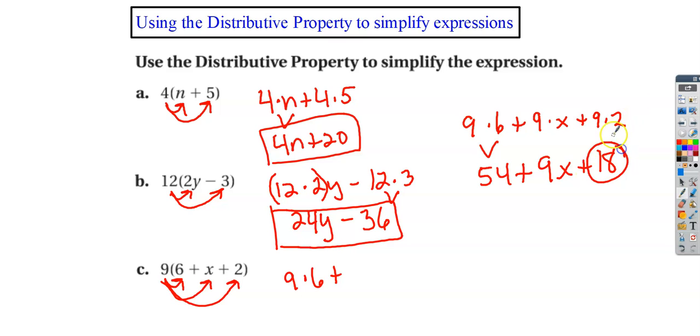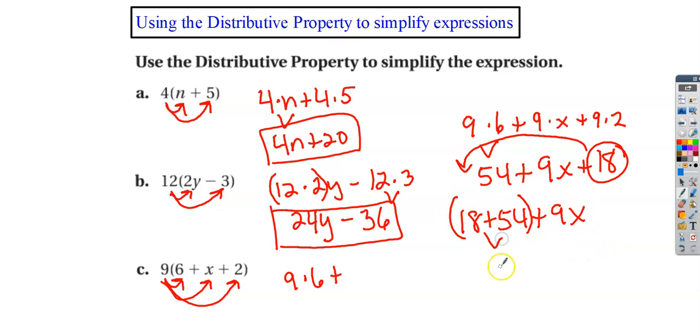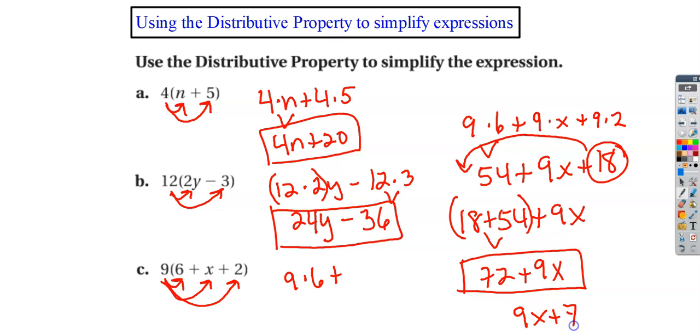I'm going to use the commutative property, and I'm going to move 18 to the front so that I get 18 plus 54. Remember, I told you you want the numbers near each other. Now I can use the associative property and do this math first. I get 72 plus 9x. Most examples want you to list the variable terms first. 9x plus 72. It's not incorrect to list it that way. It just looks a little better if you list the variable term first.